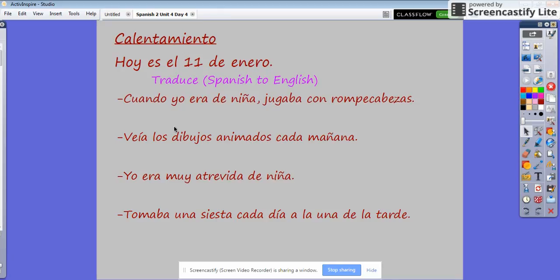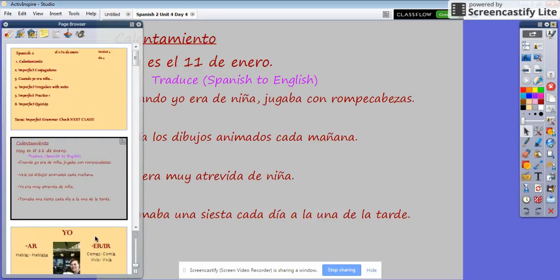So, if we've finished the warm up, everybody needs their imperfect tense notes out in front of them. They should have been handed this at the beginning of class, and if not, hand those notes out now. And everybody needs to have those notes out in front of them pretty much for the rest of class. So make sure that you do not lose those notes.